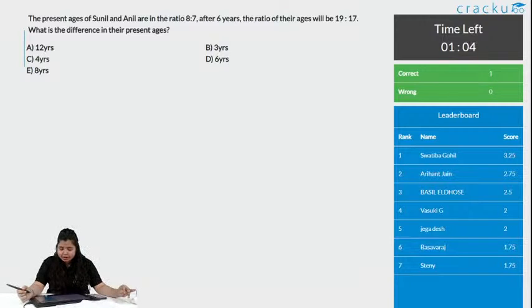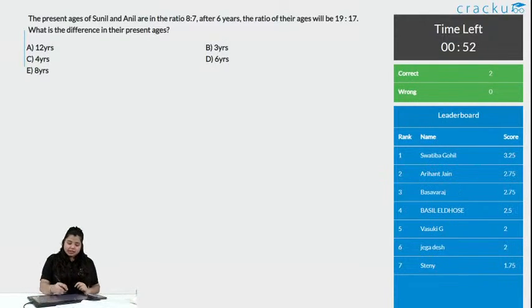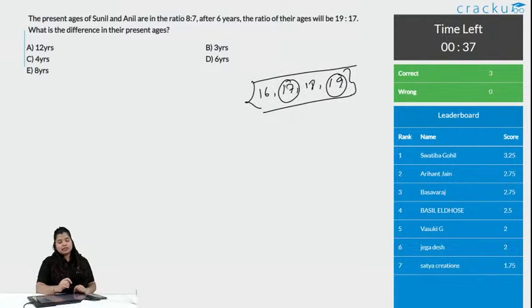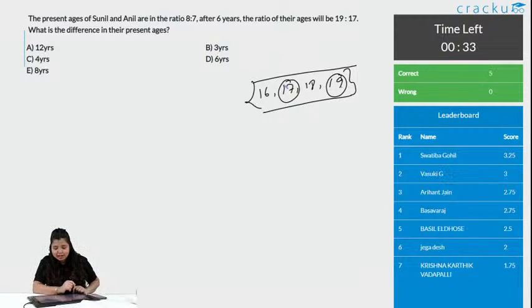Okay, 1 minute remaining. One person got this correct already. See, I have always told you, before going to the examination, remember the table of 16, 17, 18 and 19. These are very useful in the examination. Here, if you know the table of 19 and 17, you will solve the question very quickly. As I said, 5 people got this correct and 0 wrong. That's really nice.